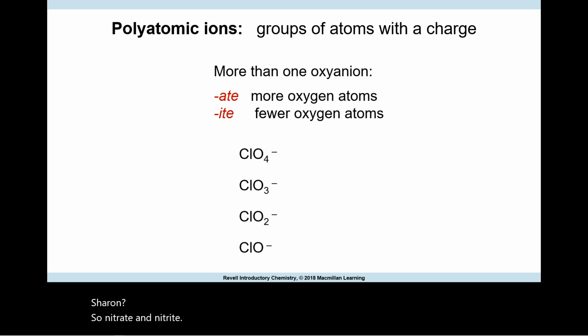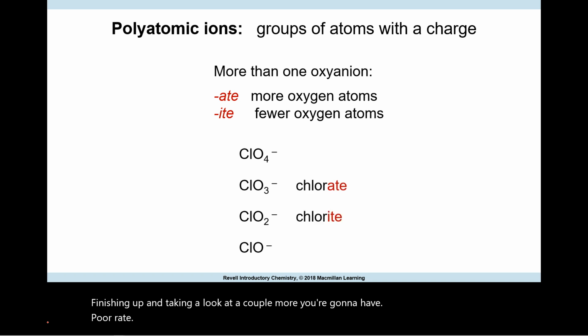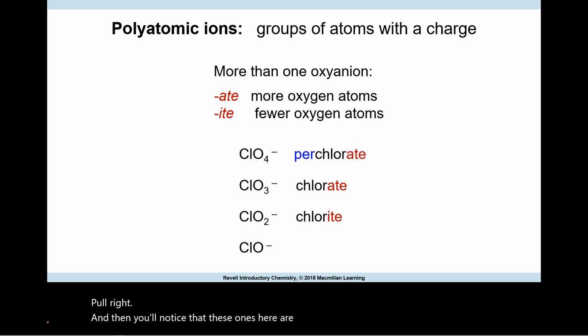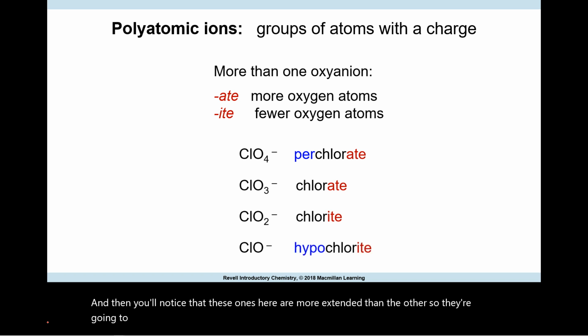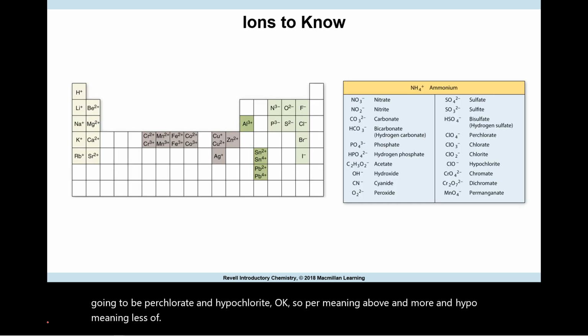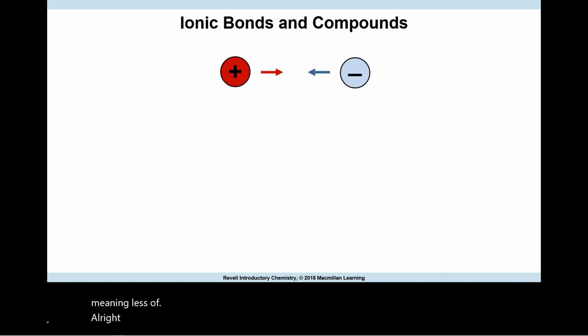Finishing up and taking a look at a couple more, you're going to have chlorate, chlorite, and then you'll notice that these ones here are more extended than the others, so they're going to be perchlorate and hypochlorite. Okay, so per meaning above and more of, and hypo meaning less of. All right, that's again ions to know.